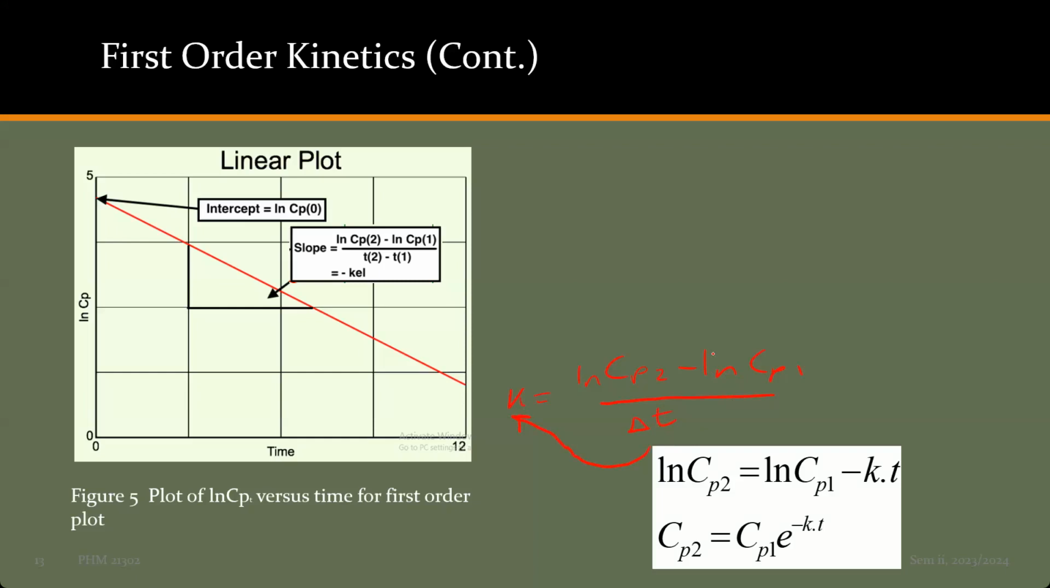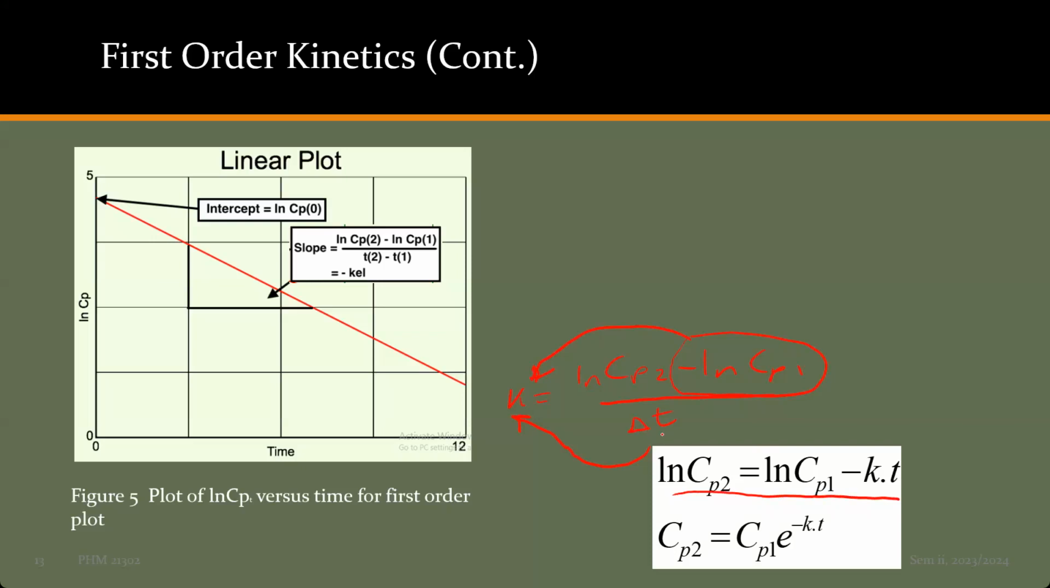And then you can move this one to the other side. You change it to positive value. So you'll get this form finally, ln CP2 equal to ln CP1 minus KT. Okay?